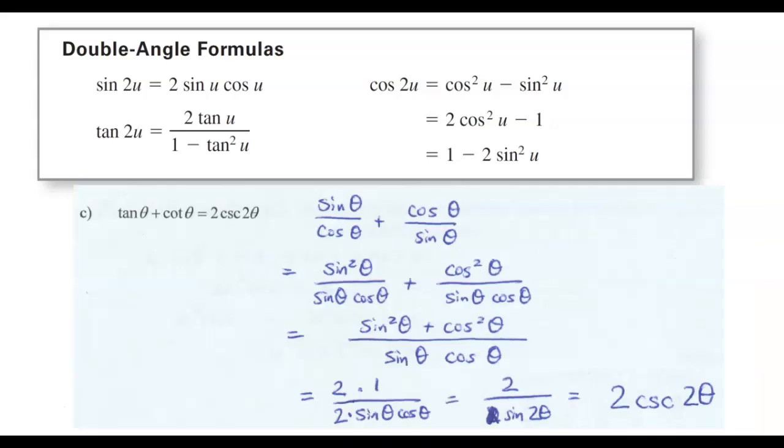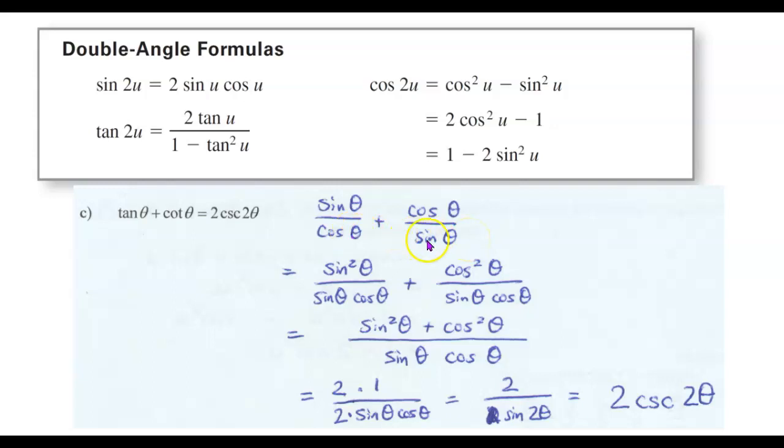And how about this one? The tangent of theta plus the cotangent of theta equals 2 times the cosecant of 2 theta. Okay, if I start with the left side, tan plus cotan, tangent of theta is equal to sine theta over cosine theta, and cotangent of theta is equal to cosine theta over sine theta.